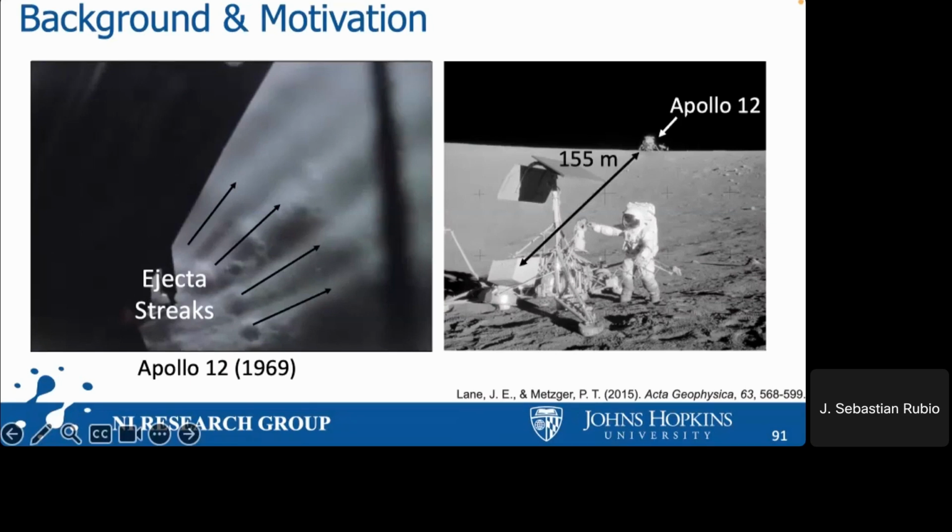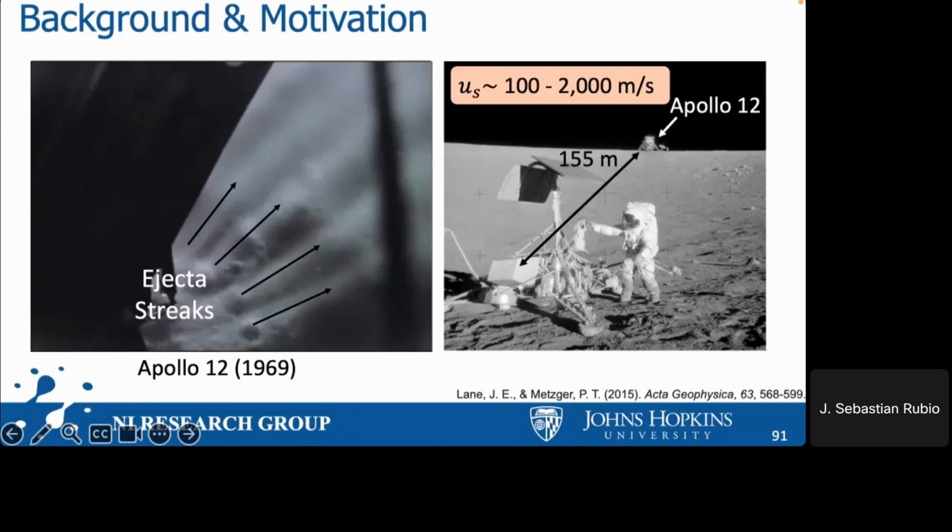Now, can you click next two times, please? So what you see here is that on the right image, you have the Surveyor 3 spacecraft, and Apollo 12 landed about 155 meters away. Next, please. What you're seeing is that these ejecta streams are actually going to impact the Surveyor spacecraft, and analyses show these particles can fly as fast as 100 to 2,000 meters per second.